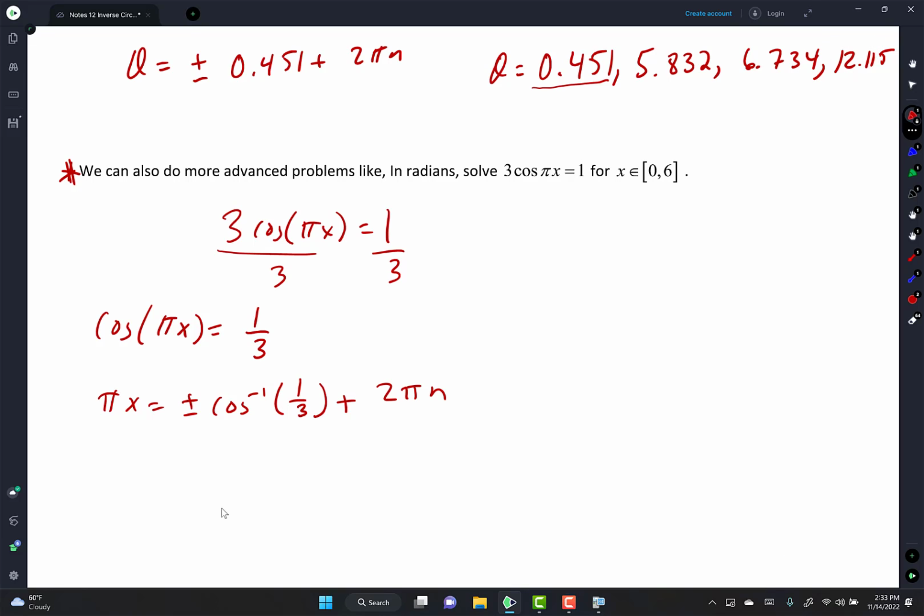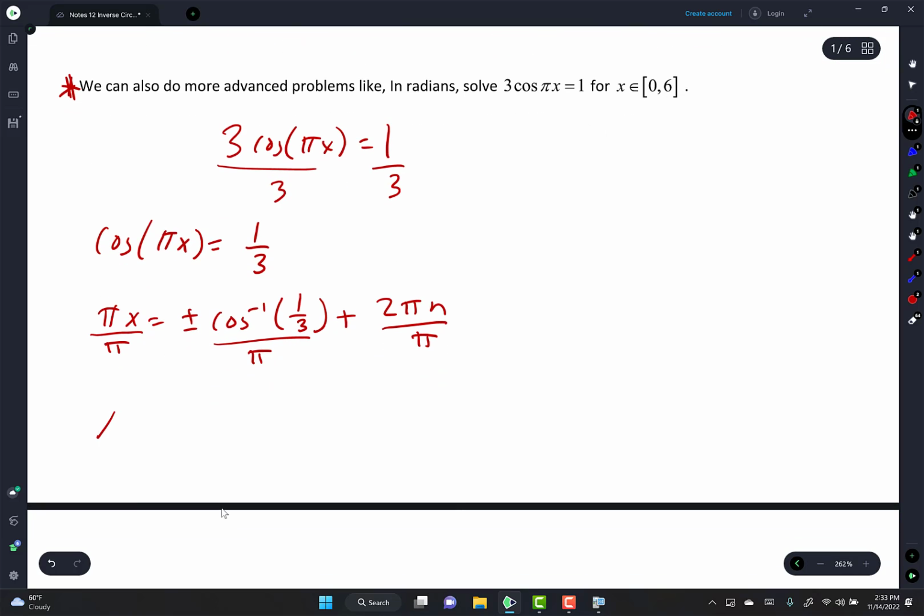Are we still all right? I'm going to divide now by pi. Divide by pi, divide by pi, divide by pi. So here's what I have. x equals plus minus, and I'm going to write it like this, guys, because it looks prettier: 1 over pi arc cosine of 1/3 plus 2n.